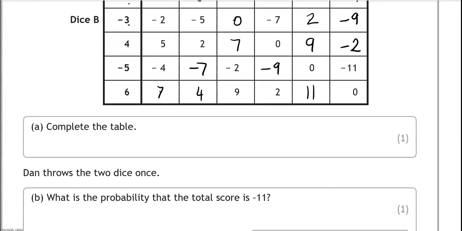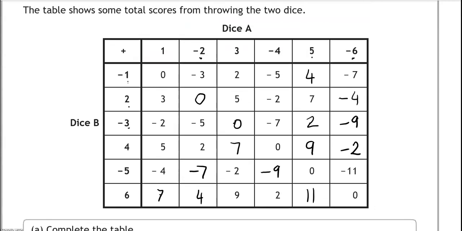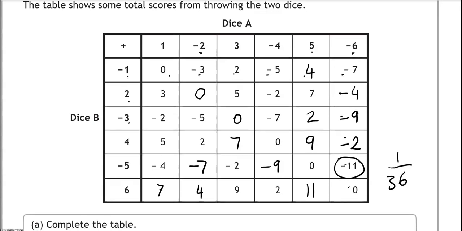Dan throws the 2 dice once. What is the probability that the total score is -11? So let's see, where do we have a -11 here? We've only got 1, which is this one here. That's 1 out of 1, 2, 3, 4, 5, 6, 1, 2, 3, 4, 5, 6. So 6 times 6 is 36. So 1 out of 36.